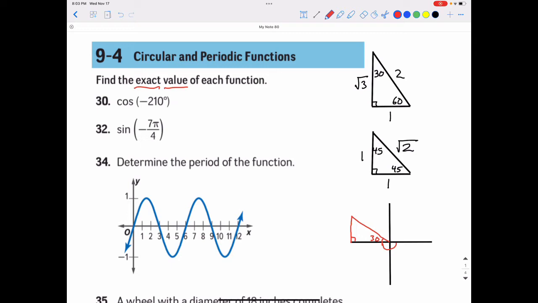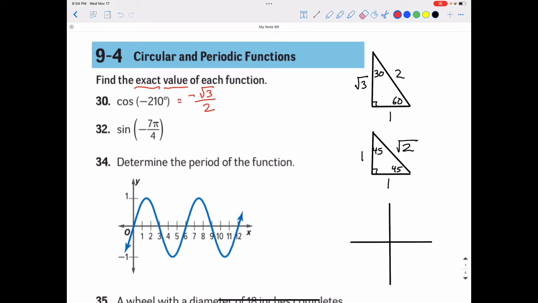Opposite of the 30-degree angle is 1, but since this is cosine, what we're really interested in is the adjacent side, which is going to be negative square root of 3, since we're going to the left, and the hypotenuse is 2. So adjacent over hypotenuse will make this equal negative square root of 3 over 2.